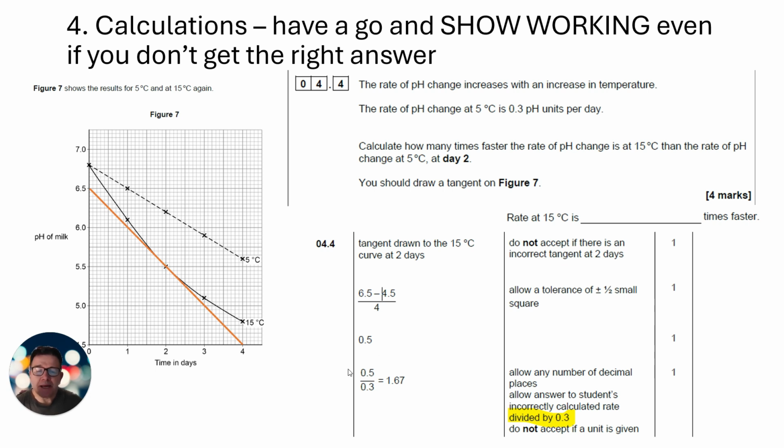It doesn't have to be the same number, but if you did a shorter tangent, you probably still would get 0.5. But this is the key thing I wanted to show you: it says allow any number of decimal places.